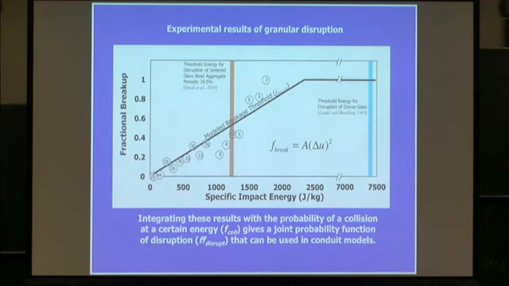This shows impact energy on this axis versus the fraction that break up. These circles indicate the number of experiments that you had break up, and you see that as you get higher energy, you get more and more particles breaking up. That's not too surprising. We can look at a curve like this and also think about the probability that we have a collision at that particular energy and get a joint probability distribution that we will then incorporate into our continuum model to look at breakup.